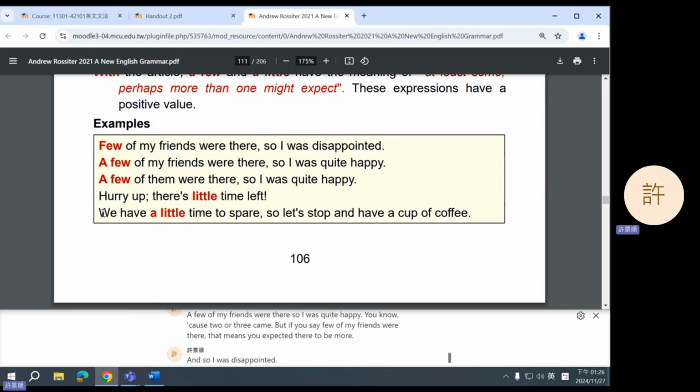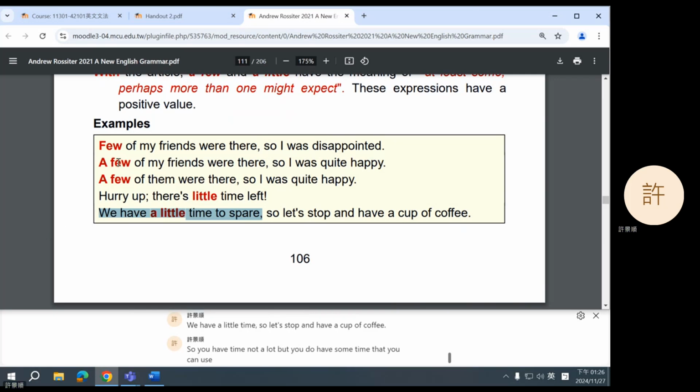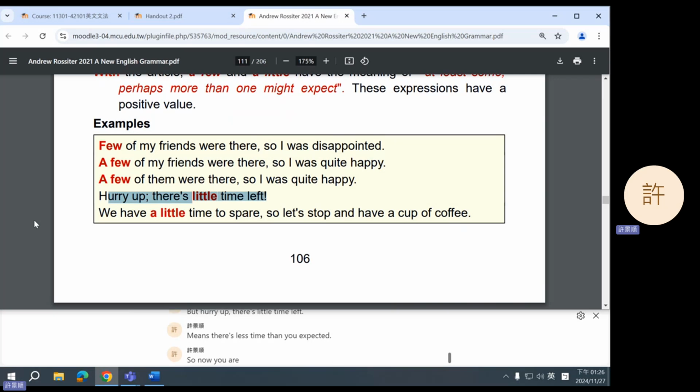Here's another example. We have a little time, so let's stop and have a cup of coffee. So you have time, not a lot, but you do have some time that you can use. But "hurry up, there's little time left" means there's less time than you expected. So now you are running out of time. So if you have some, not a lot, but some that you can use, add "a." If you have less than expected, don't add "a."